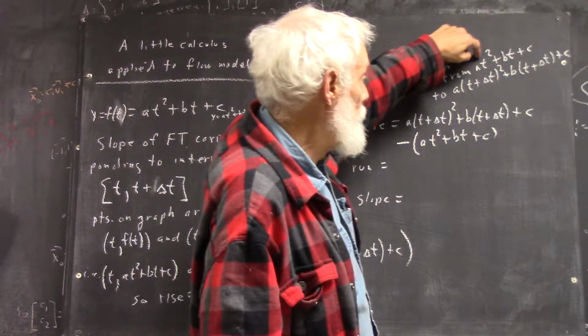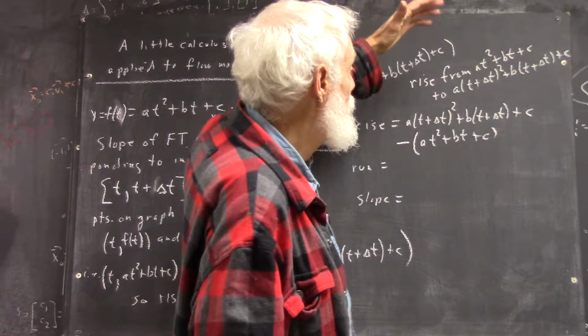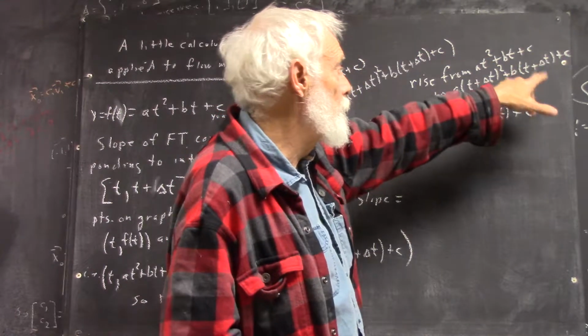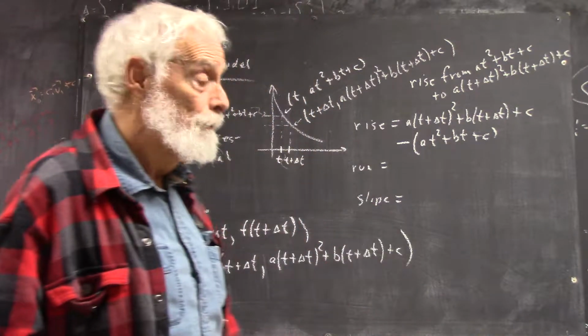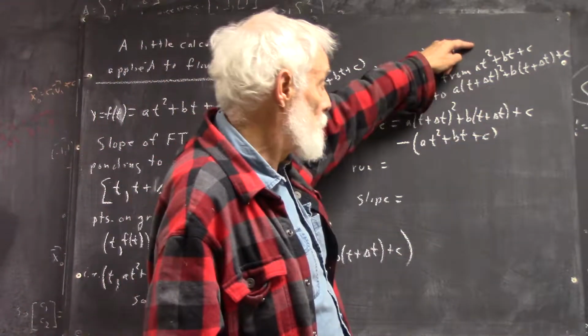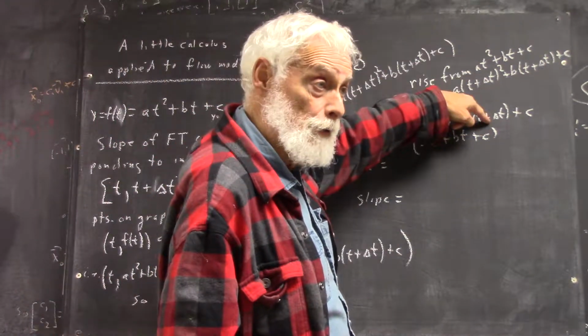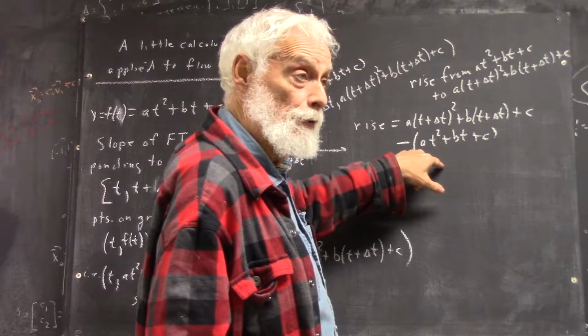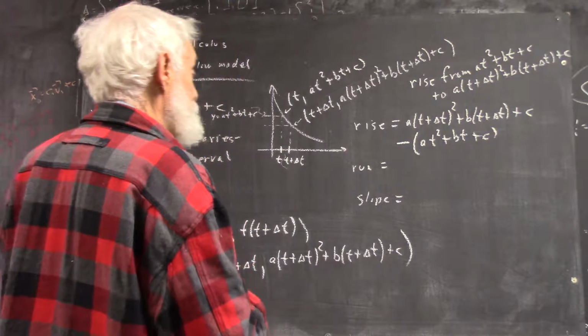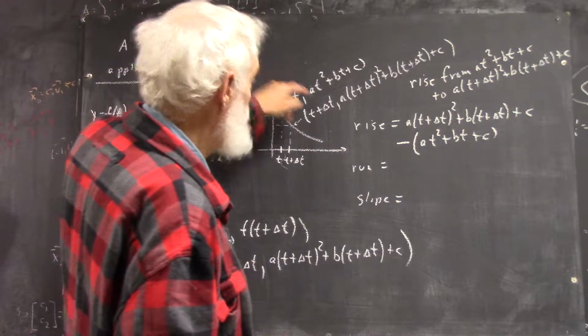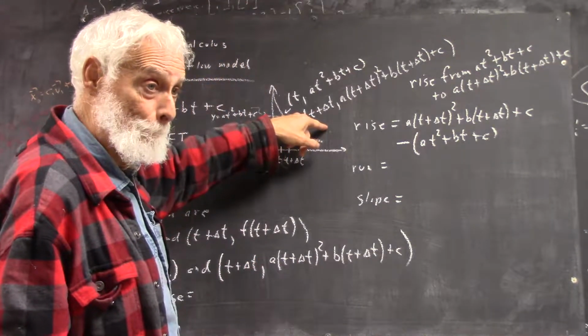So it's the rise from at squared plus bt plus c to a times (t plus delta t) quantity squared plus b times the quantity (t plus delta t) plus c. And that means we just subtract this coordinate from this coordinate. So it's going to be this minus this. Okay? And the run, well, the run goes from t to t plus delta t, right?